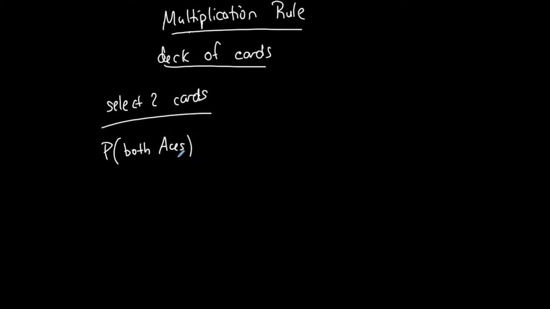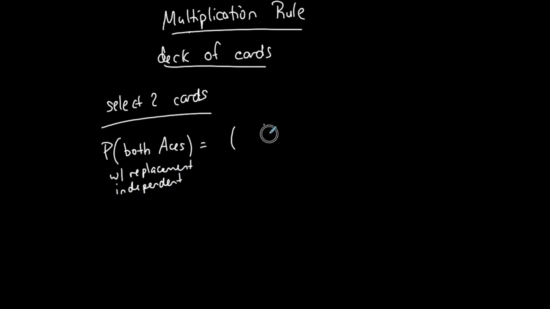Let's do aces. I like aces better. Whatever. You have to automatically think, if I'm selecting the two cards, am I selecting one at a time? And if I am, am I putting the first one back and then selecting the second? Are they independent or dependent events? Let's do it with replacement first. So I'm selecting the first ace, then putting it back, and then selecting the second ace. That's called with replacement, which means that these events are independent events.